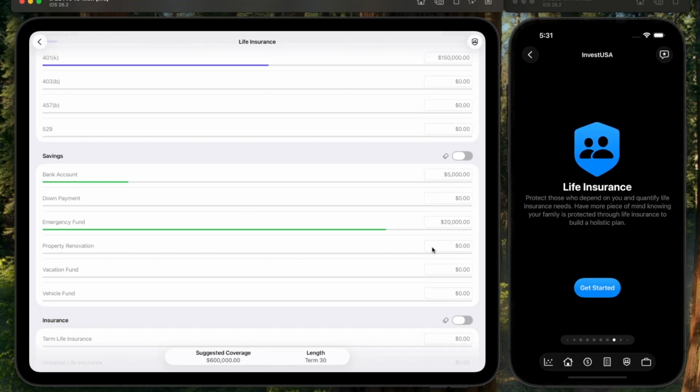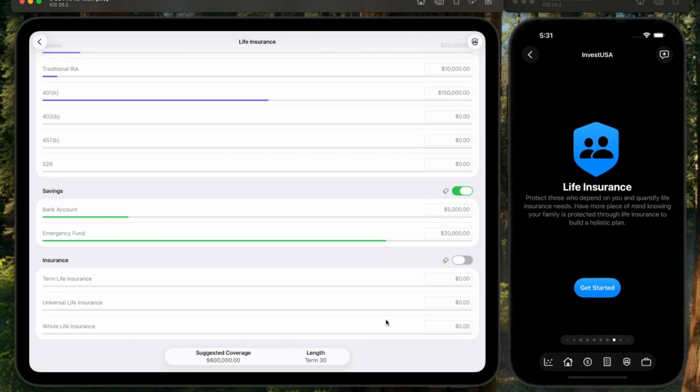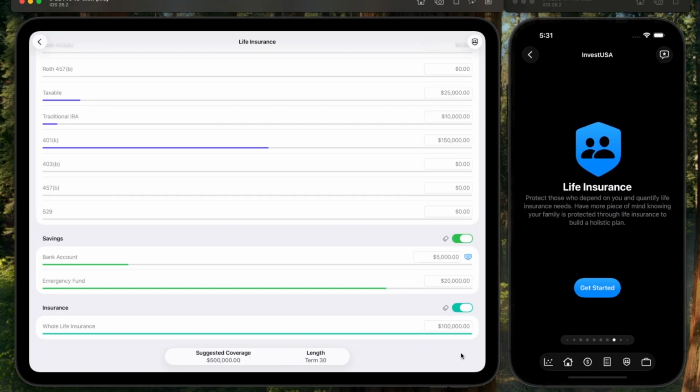Going into your savings, currently there's $5,000 in your bank account and $20,000 in an emergency fund. And then at this point, you're going to want to put in all your current life insurance policies if you own them. Maybe you have a whole life policy worth $100,000 that you bought a long time ago. At this point, the calculator's recommending a $500,000 Term 30 policy.